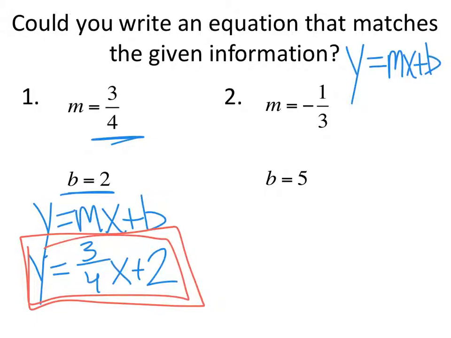This one, same thing. Y is equal to, instead of m, I'm going to write -1/3. And instead of b, I'm going to write 5. And it's plus 5 because this is a positive 5. Easy enough?